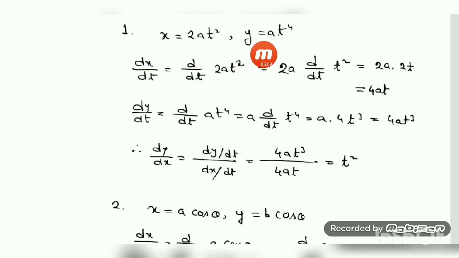That means x and y are functions of t, so we can take the derivative of x with respect to t and also the derivative of y with respect to t. Let us do it. d/dt of x is equal to d/dt of 2at square. As 2a is a constant, it will come out of the derivative, and d/dt of t square will be left. Twice a, this is an ordinary derivative. What is d/dt of t square?